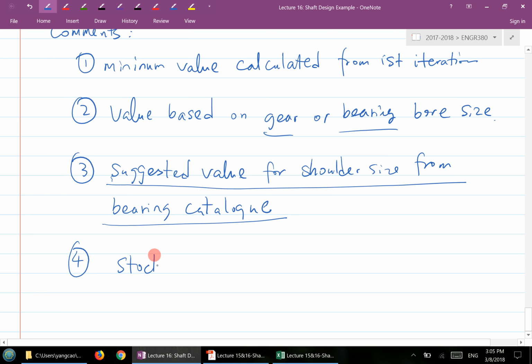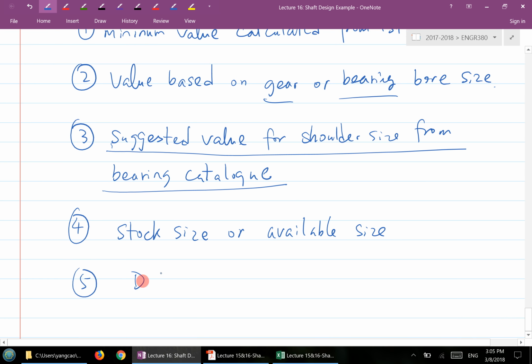And you also need to consider stock size, or available size. Basically, that's the D naught value, right? And I have been using this ratio here as 1.2, but it's between 1.2 and 1.5. These are some empirical values that you can make use of to help you calculate, especially in the first iteration there.